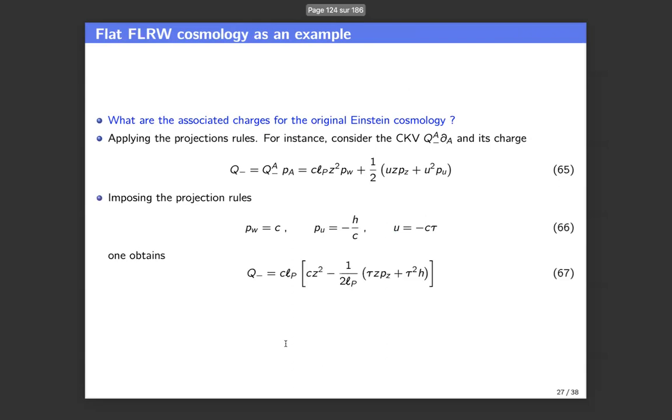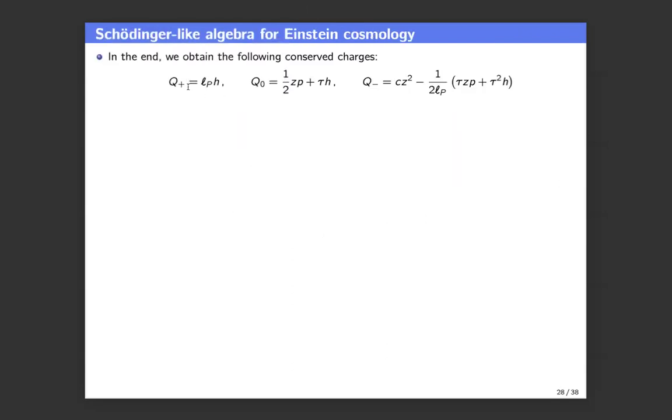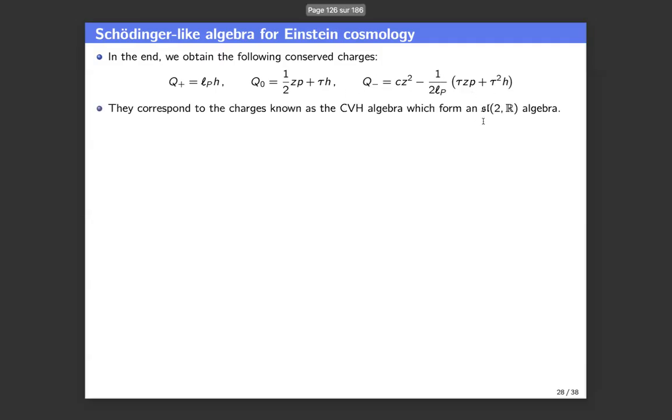So if I apply the projection rule, what I obtain is this. Q plus is indeed the Hamiltonian. Q0 is indeed the dilatation in the ZP direction, phase space. This guy is the charge that we found in 2020 by just playing with the system. But at that time, we didn't really understand where it came from. And now we have a systematic way to obtain this.